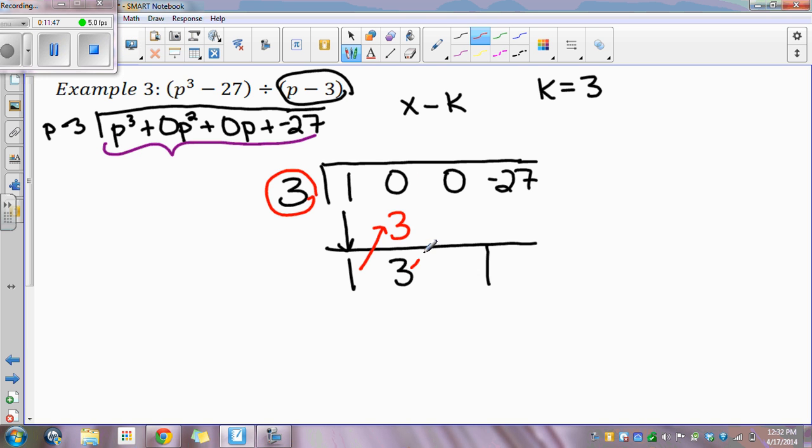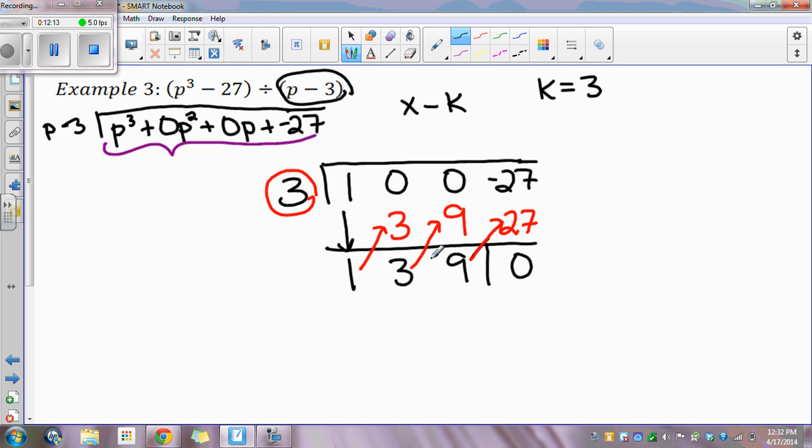Another diagonal arrow, 3 times 3 is 9. So when we add up this column, 0 plus 9 is 9. The last one, let's make it red, keep it consistent. 9 times 3 is a positive 27. And when we add up that column, they disappear, we're left with 0.